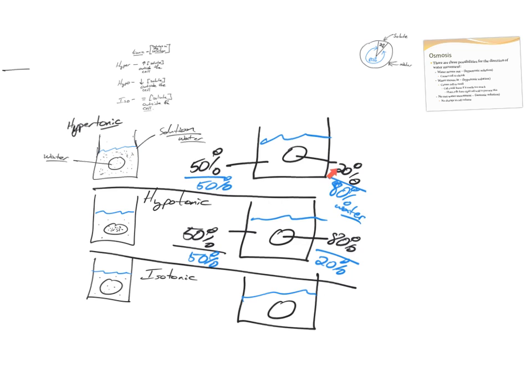So 20% inside, 80% outside. So inside has to be 100%, outside has to be 100%. So when you compare outside to inside, the one that has a higher concentration of solute is hypertonic. The one that has a lower concentration outside is hypotonic. And where they're equal, let's do an easy one and say this is 50-50, and then outside is what? 50-50. That's isotonic, because they're equal concentration.